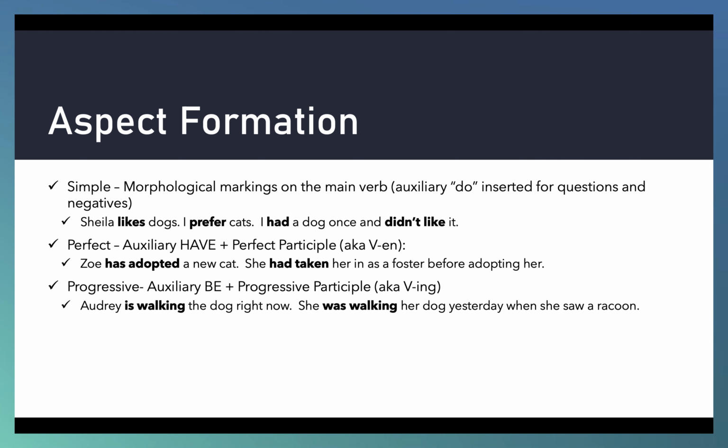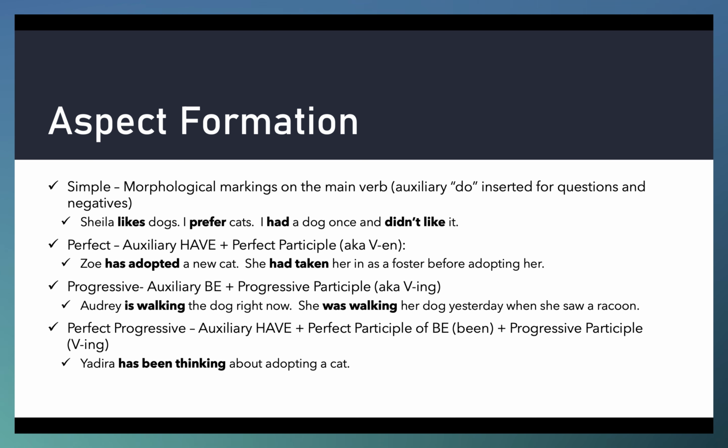The progressive aspect requires the auxiliary be inflected for the relevant tense, person, and number, and the ing suffix on the main verb. The examples of progressive aspect can be observed in sentences such as, Audrey is walking the dog right now. She was walking her dog yesterday when she saw a raccoon.